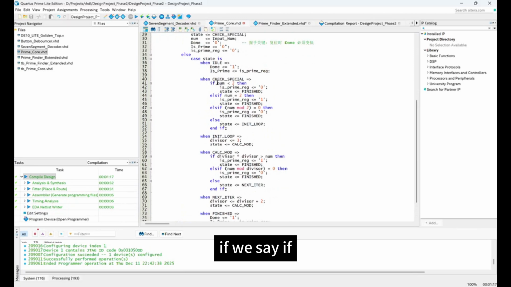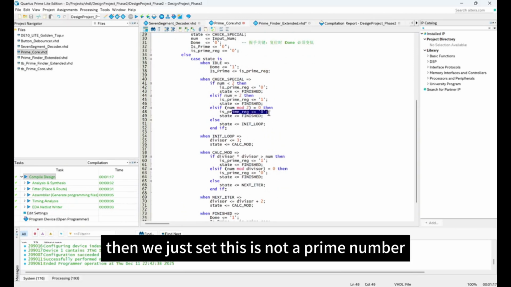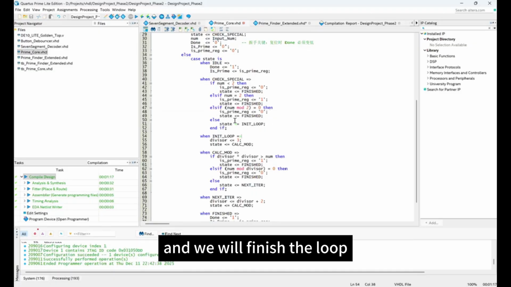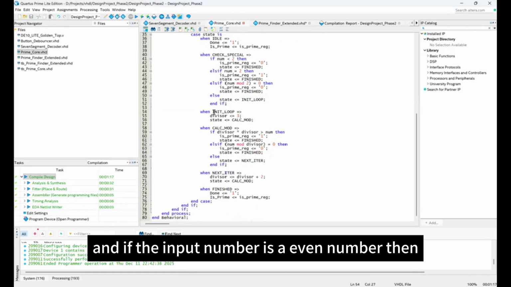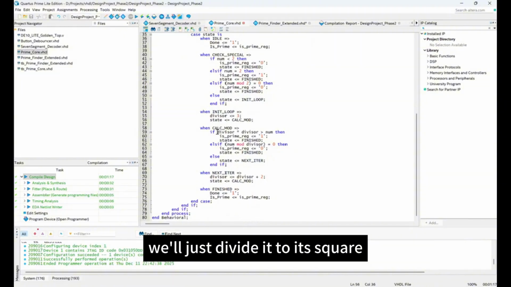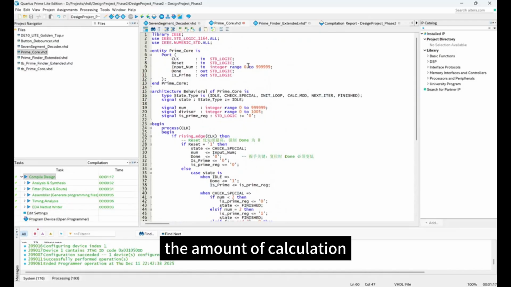If it could be divided by 2, then we just say this is not a prime number, and we will finish the loop and not let it enter the calculation loop. And if the input number is an odd number, then we'll just divide it up to its square root, which will largely reduce the amount of calculation.